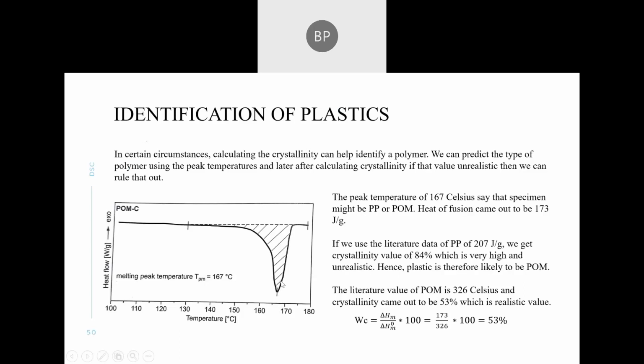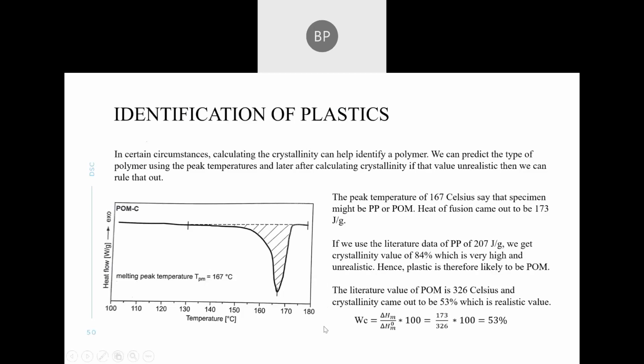So initially we will go with a guess that this might be polypropylene, and as discussed earlier, the crystallinity formula is delta HM by delta HM naught, and the delta HM for the polypropylene from this curve came out to be 173, and delta HM naught for polypropylene is taken from literature, which comes to be 207 joule per Kelvin. So if you calculate the crystallinity with these values, the crystallinity comes out to be 84%, which is impossible in case of plastics or polymers, because in polymers the maximum crystallinity that can be attained is 75% only. Hence we can rule out polypropylene, and hence the remaining one is POM.